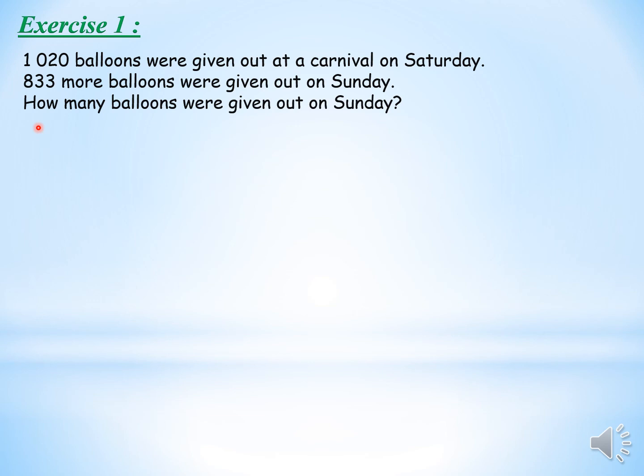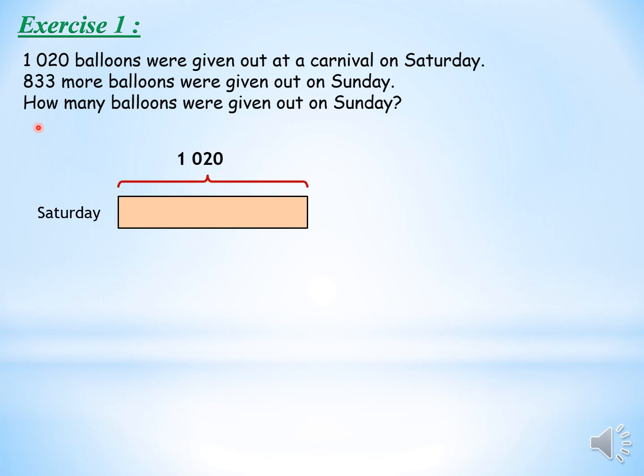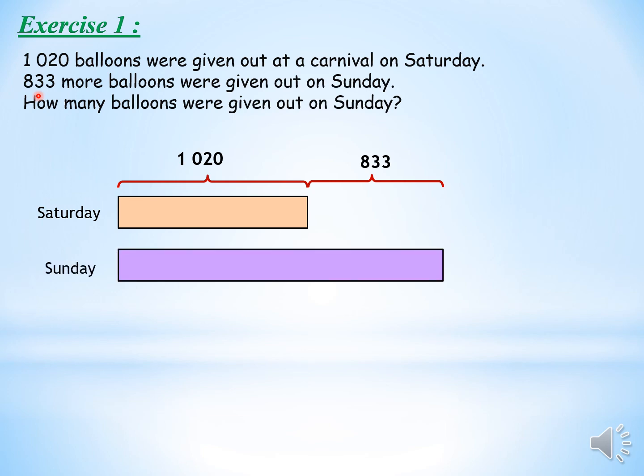So, to solve the question, shall we use a bar? Okay, here Saturday 1020. And Sunday, how many more children? Yes, 833 more were given out on Sunday. So, this is Sunday's the number of balloons. To find the total count of Sunday's balloons, what should be done? Yes, we should add both of these numbers together to get the total of these.